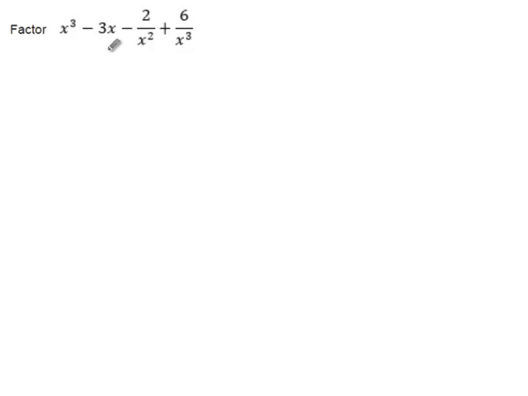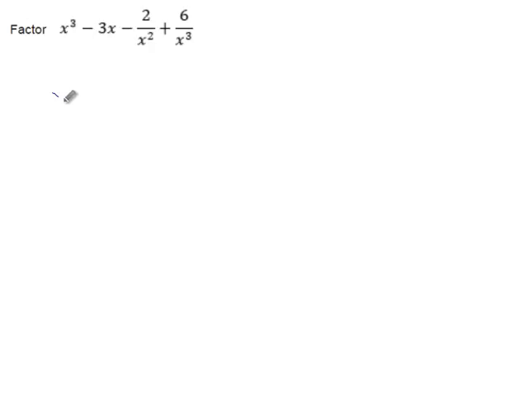The factoring continues. Factor x cubed minus 3x minus 2 over x squared plus 6 over x cubed. Well, this is a case where these being in fraction form doesn't do us too many favors, and this is actually easier to deal with if you express these as negative exponents. As you'll see why in a minute, we'll be subtracting exponents, and that'll be easier to do.